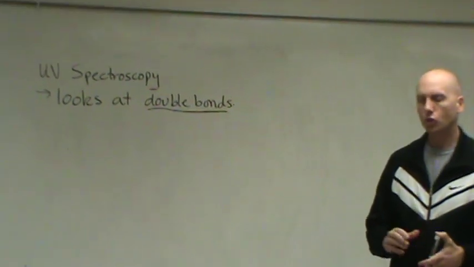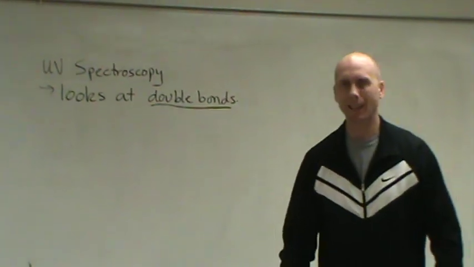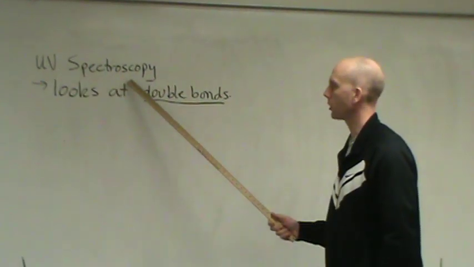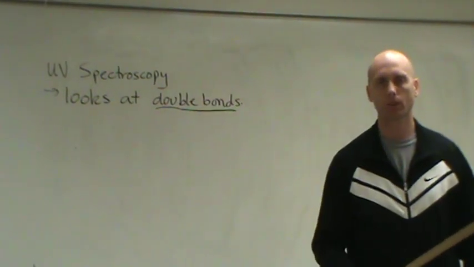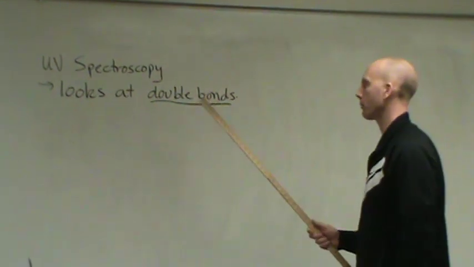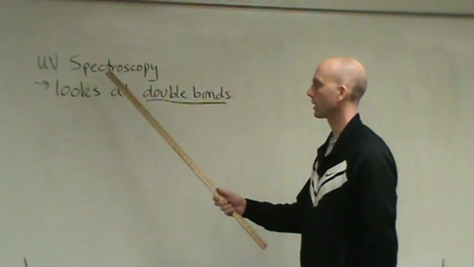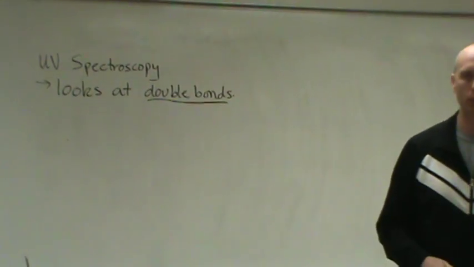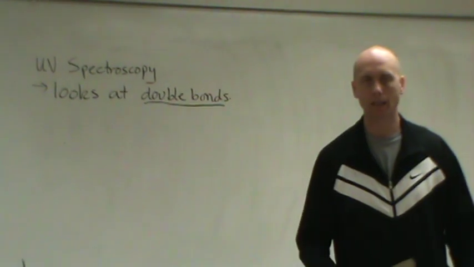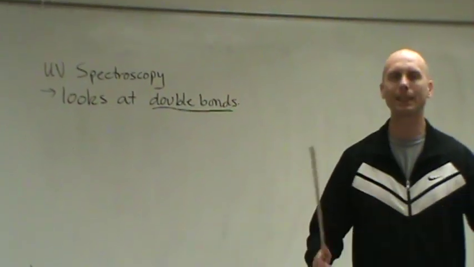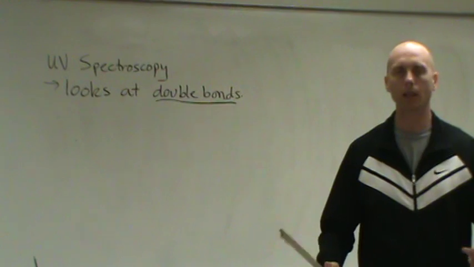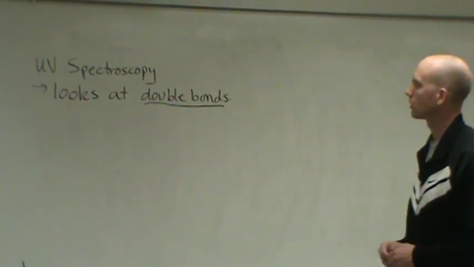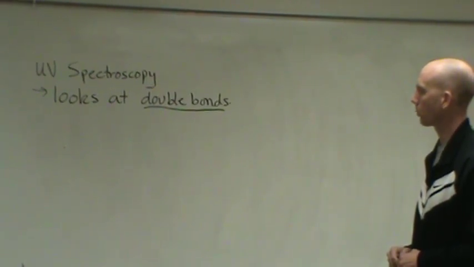So you can write it down. If a molecule does not have double bonds, that molecule will not show up in UV spectroscopy. Or to put it another way, if a molecule does not have double bonds, it will be dead to UV spectroscopy. Just like if you were not thirsty and I gave you a glass of water, you would be dead to that glass of water. You would not want to drink it. So how does UV spectroscopy work?